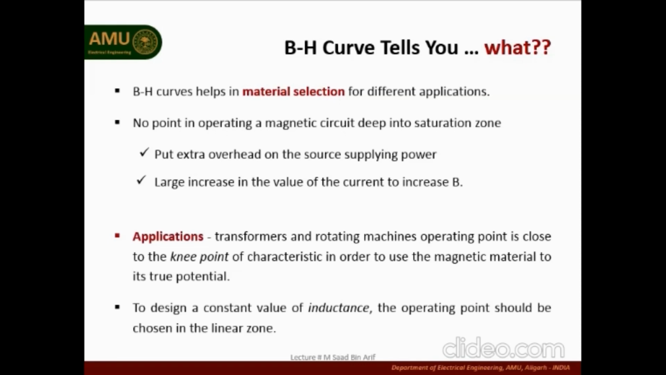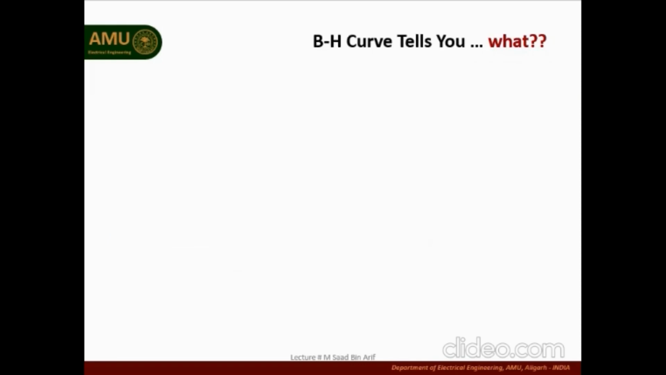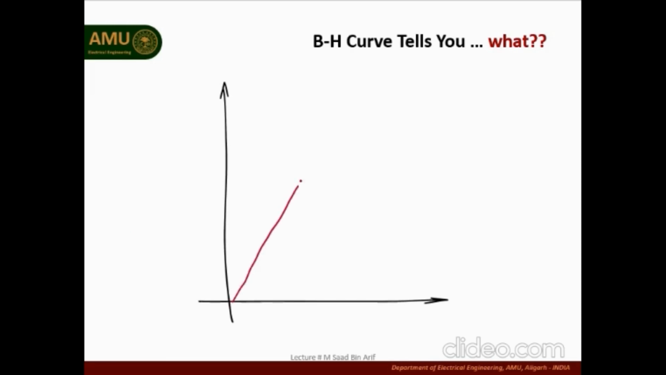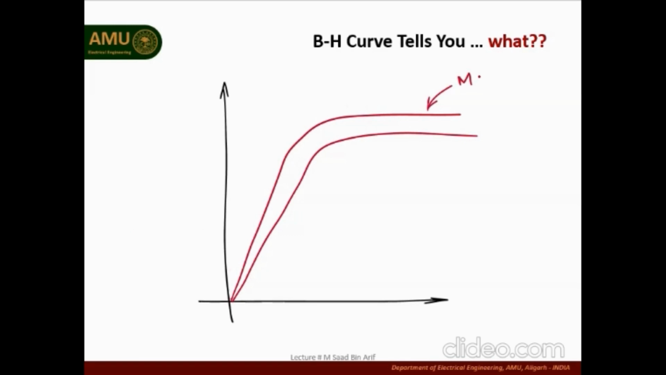Now let us draw the BH curve of, for example, two materials. We have a BH curve of one material. We have another BH curve of another material. This is material 1. This is material 2.